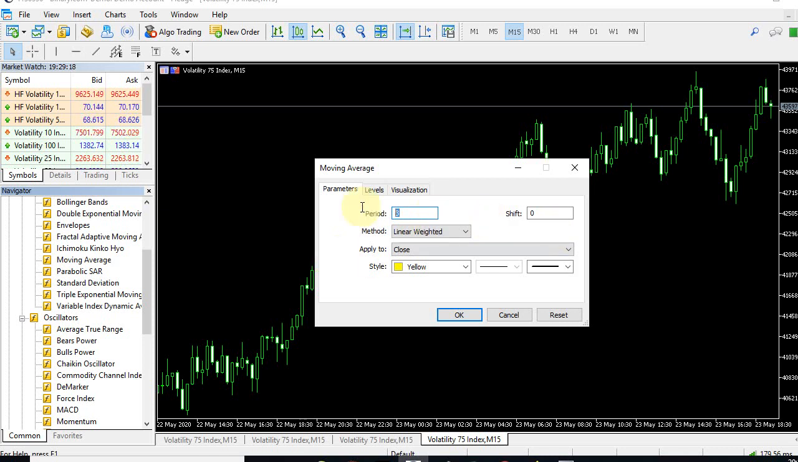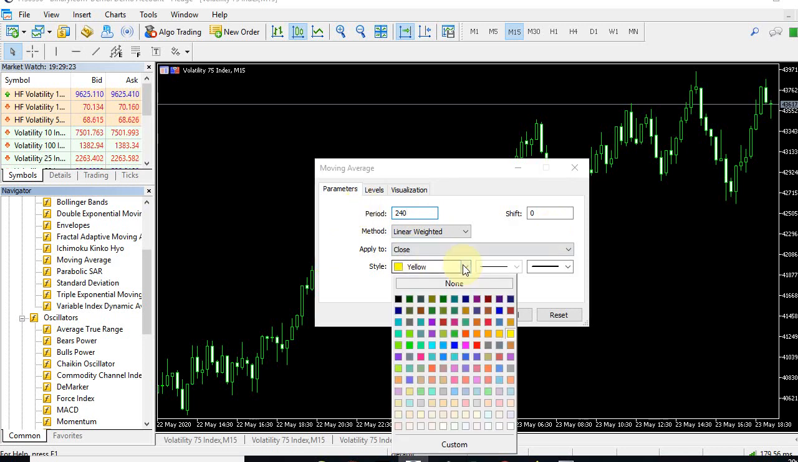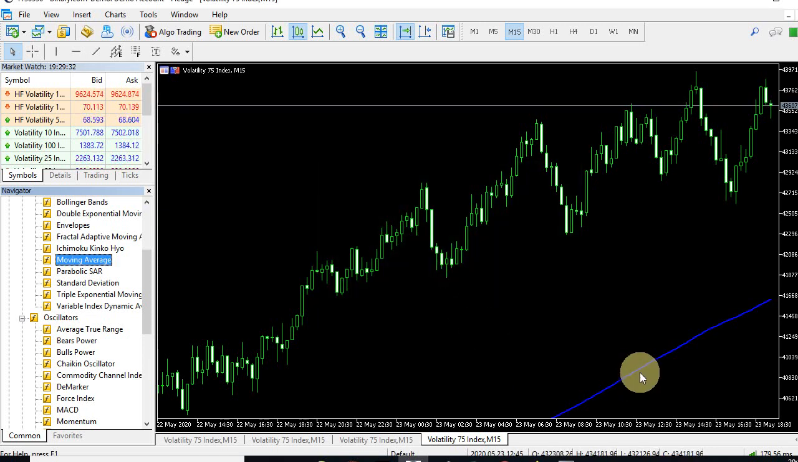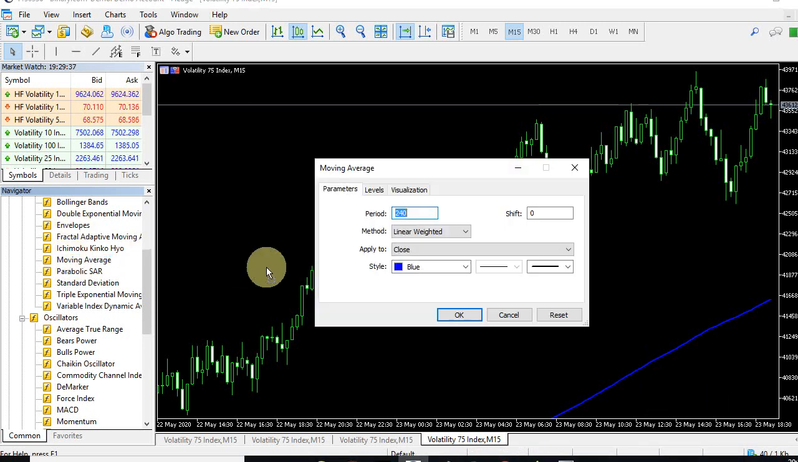240. And the color is blue. And the method is linear weighted method. This is your 240 period moving average. Then the next is your red moving average, which is 5 period moving average. The method is simple moving average. Color is red. Apply to close.